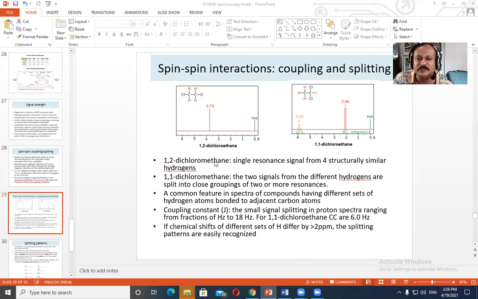Now if you compare this with another molecule, 1,1-dichloroethane, just look at this molecule. In 1,1-dichloro, both the chlorine atoms are associated with the first carbon, carbon number 1. Therefore you'll find that this proton is different from these protons. So there are two distinct groups of protons: one proton is associated with carbon number 1, and three protons are associated with carbon number 2.